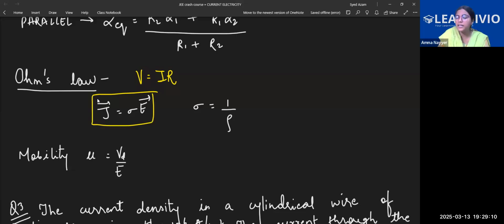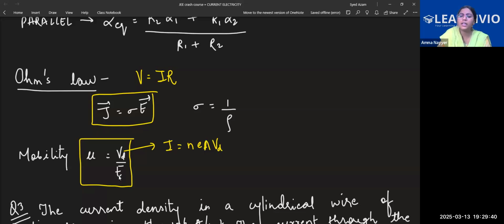That is, the current density is equal to the conductivity into the electric field. What is conductivity? Inverse of the resistivity, right? And sometimes questions have been asked from mobility. Mobility is the drift velocity per unit electric field. What kind of questions have come from mobility? Variations of drift velocities are mentioned. You can use the formula I is equal to NEA VD. From this, you calculate the value of VD and then put it here and get the value of mobility. These questions are asked.